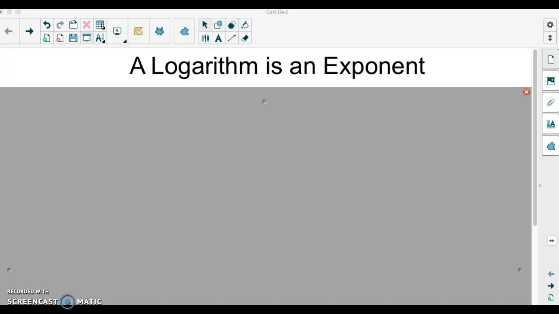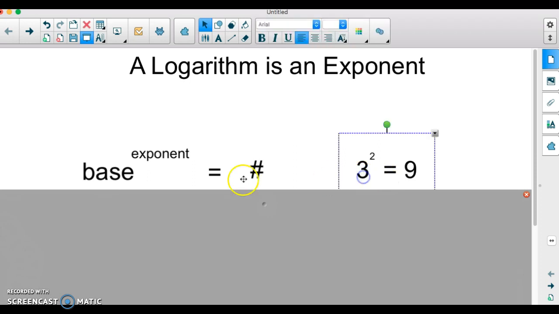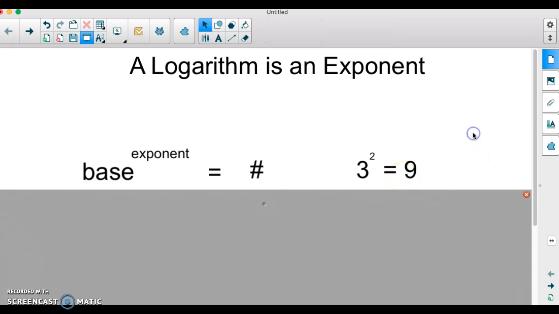We are going to look at logarithms and exponents very briefly. A logarithm is a fancy way to write an exponent. So what we would look at if we had a problem like some base to a power would equal a number. For example, 3 squared is 9, and our 3 is the base, and the 2 is the exponent, and I'm going to call the 9 just the regular number.